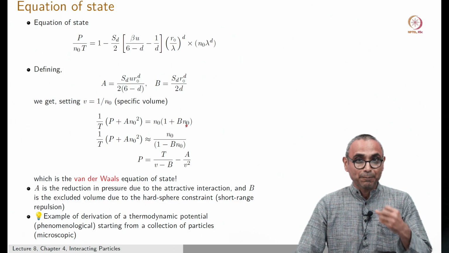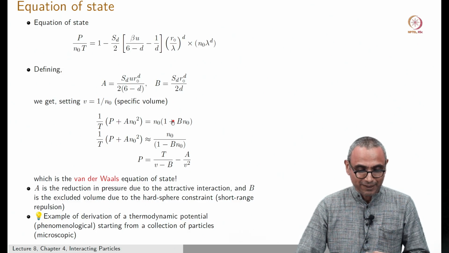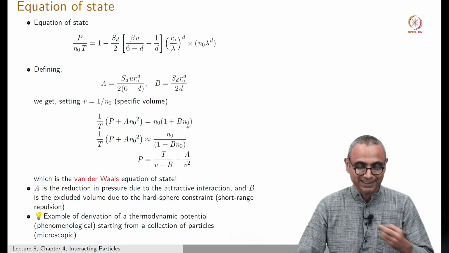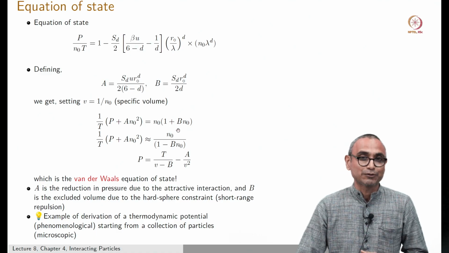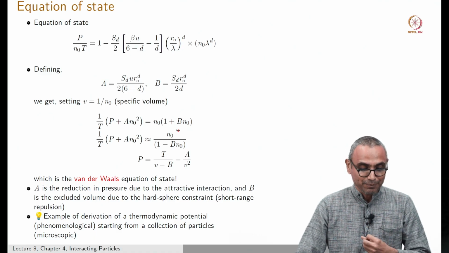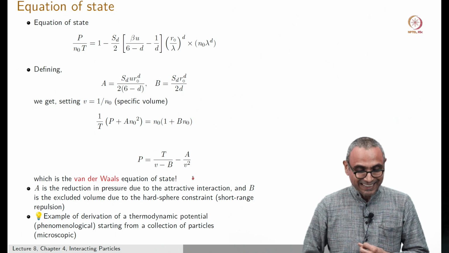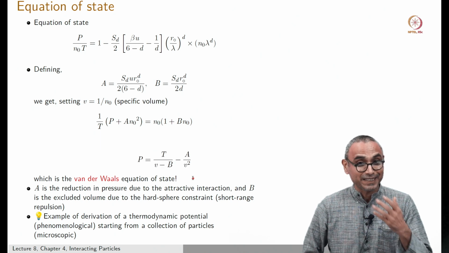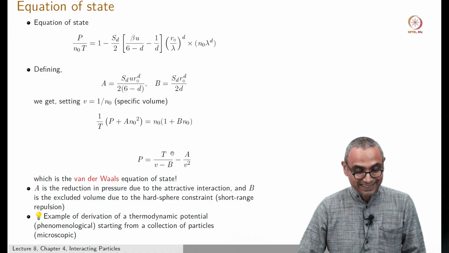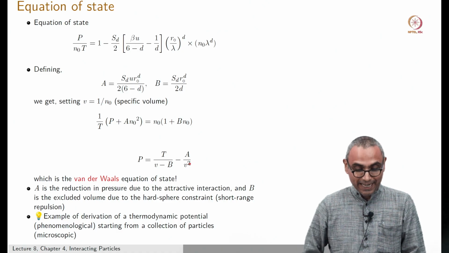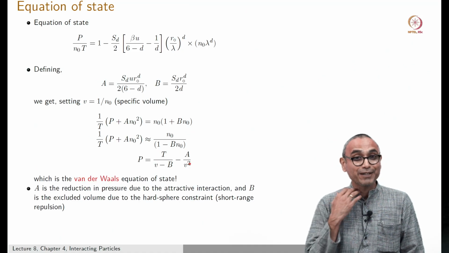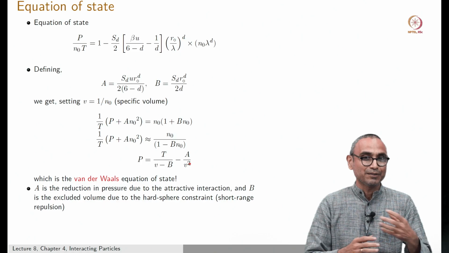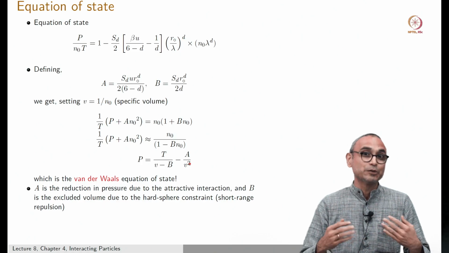And you will see that up to order N naught square, these two terms are identical. So, what I had, 1 plus B N naught, you can see that that is the first term in the expansion of 1 by 1 minus B N naught. And so, I retain it in this form. Why am I retaining it in that form? Because that is the same as something that you would have seen before. The pressure is T by V minus B minus A by V square, and that is just the van der Waals equation of state.